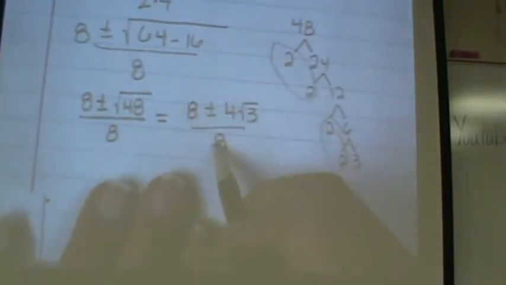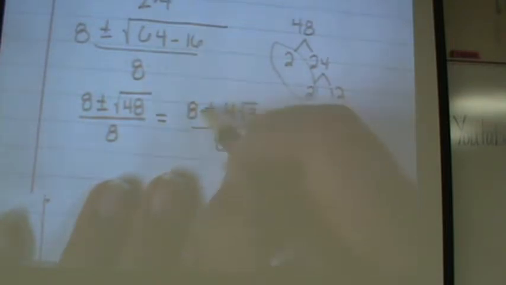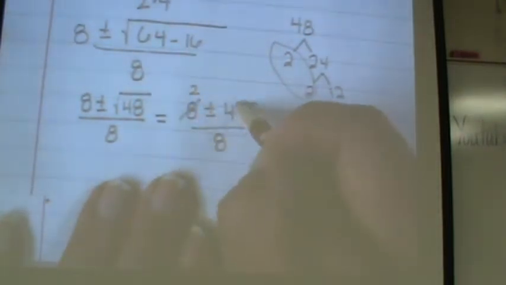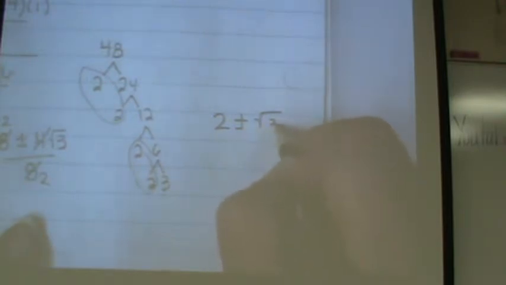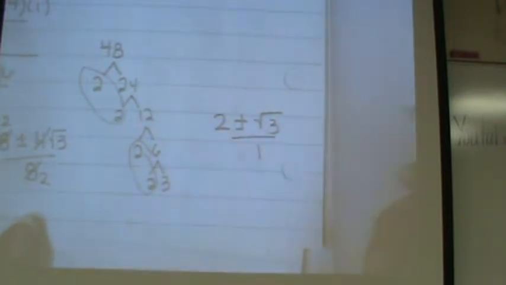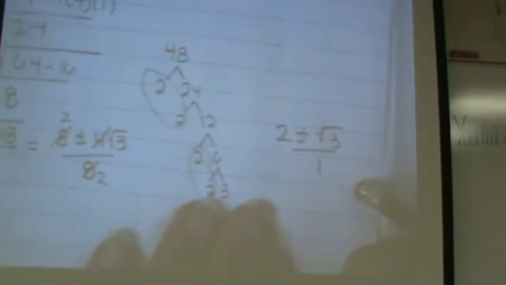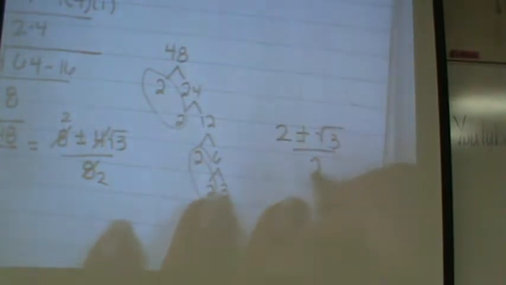So I can reduce all of these by 4. So this is going to become a 2. That's going to cancel, and that's going to become a 2. So your final answer is 2 plus or minus root 3 over a 1. You don't need that 1 there. I'm sorry, over 2. It's 2 plus or minus root 3 over 2.